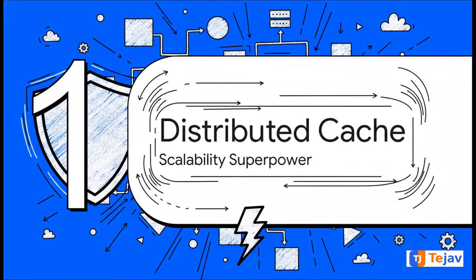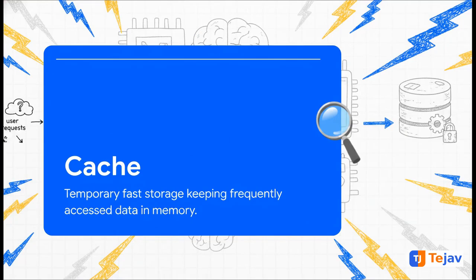Section 1. Enter the distributed cache, the ultimate scalability superpower. So what actually is a cache? Fundamentally, it's temporary, ultra-fast memory. It literally intercepts user requests before they ever have a chance to hit your overburdened, expensive database. Because a cache stores data in RAM, memory, instead of on a slow physical disk, retrieving that data takes just a few milliseconds. It is lightning fast.